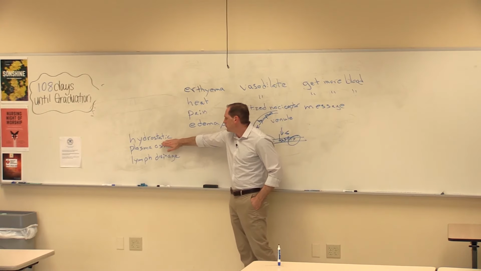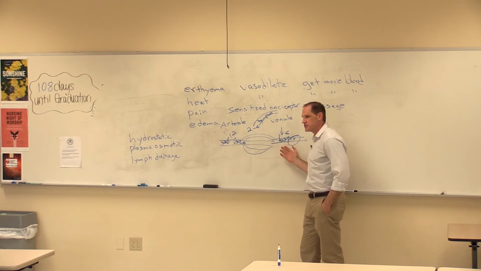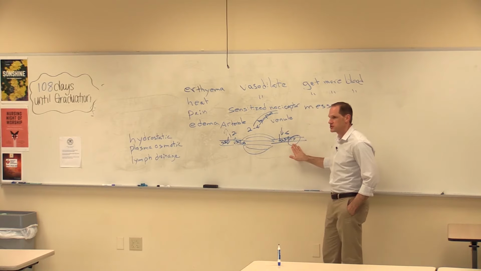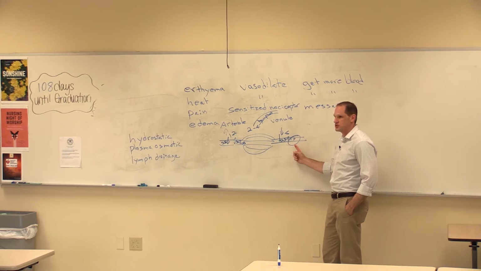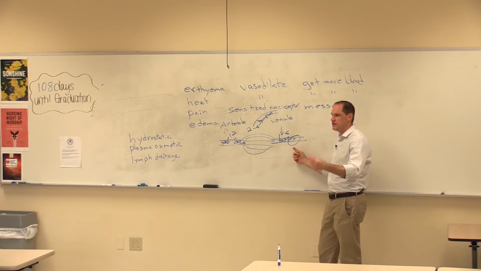So the first one is, what if we muck with hydrostatic pressure? In order to have this balance, you have to have a certain relationship of arterial to venous pressure. What happens if venous pressure goes up? So one way to increase venous pressure is if you block venous return.